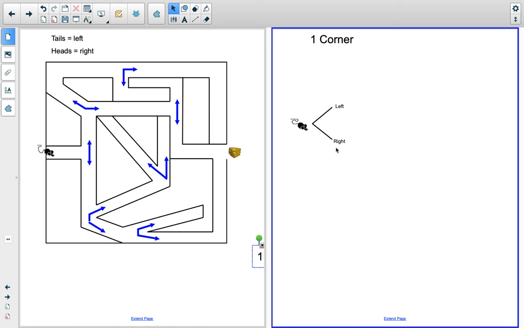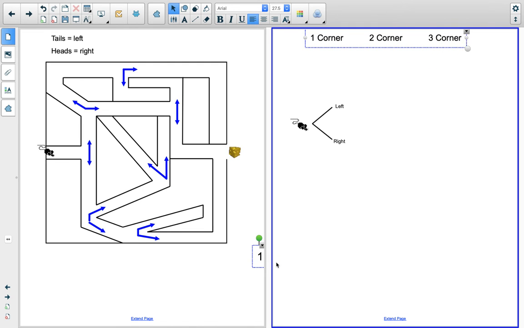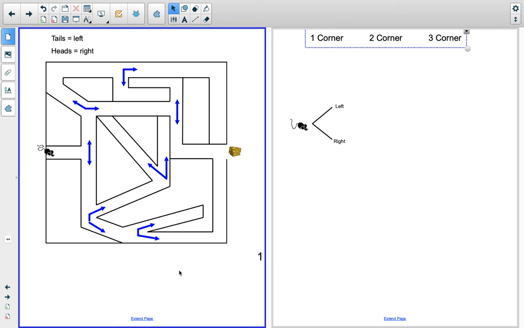He can go left, he can go right. Then he's going to go to the second corner. Second decision. Then he's got to go to the third. No matter which way he goes, there's only three choices: 1, 2, 3, 1, 2, 3, 1, 2, 3, and 1, 2, 3. So there's only three choices.